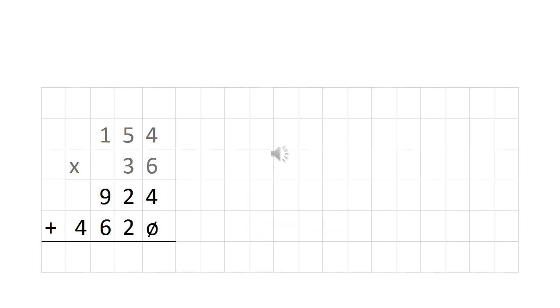To combine the 6 times 154 with the 30 times 154, we just add the two numbers together. And we add them together, we get 5,544, and that's our answer. So 154 times 36 is equal to 5,544. And now we're all done.